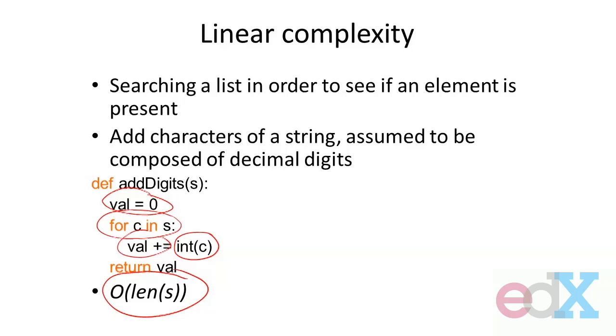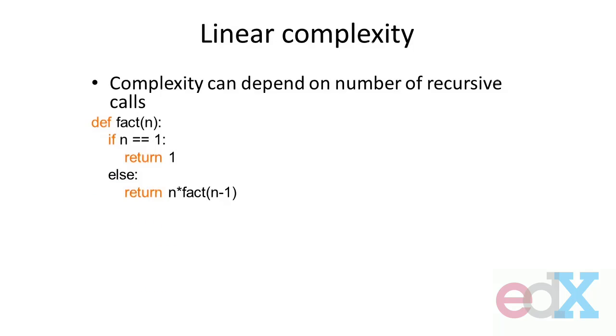Within the loop, it's a constant number of things to do. So all I care about is how many times I go through the loop, and that is linear in the size of the problem. So far we've seen examples where we're just looking at things that have loops, and we're worrying about how many times it goes through the loop. We can also have a complexity that depends on the number of recursive calls.